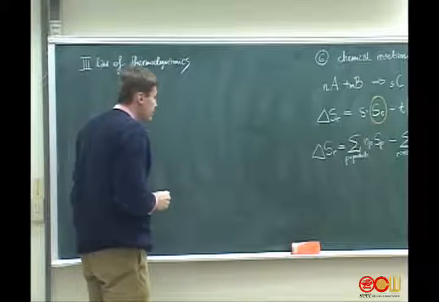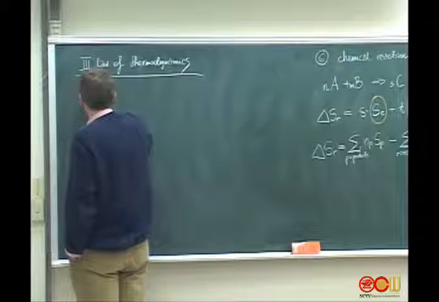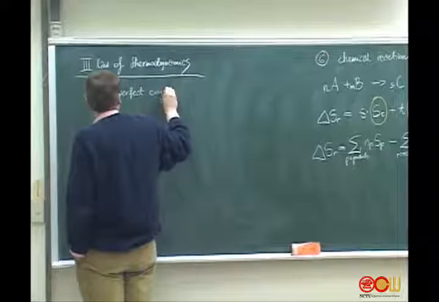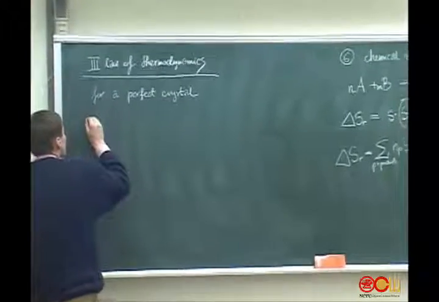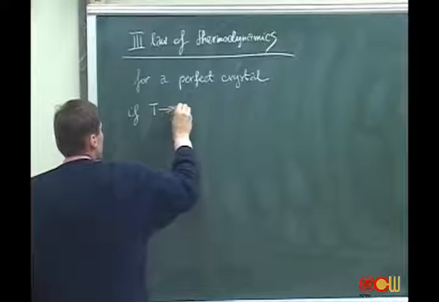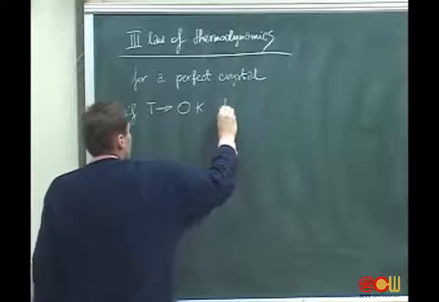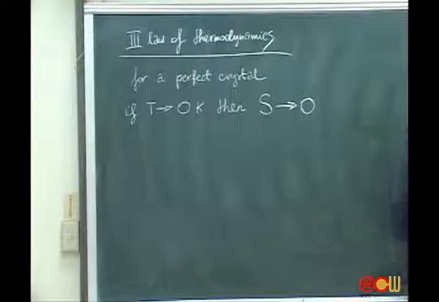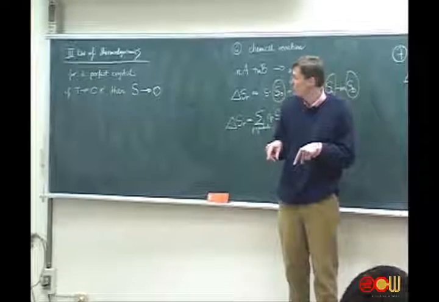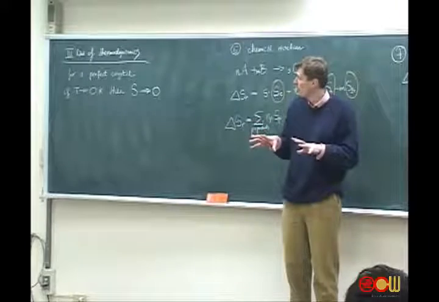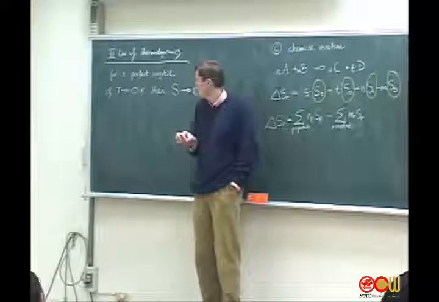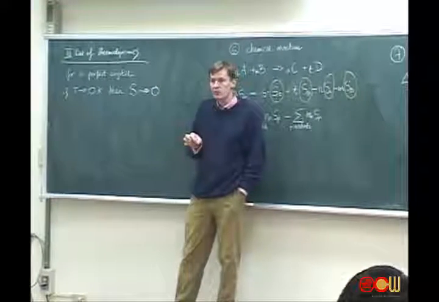And the third law of thermodynamics says for a perfect crystal, if temperature goes to 0 Kelvin, then entropy goes to 0. What is the meaning of this one? You have a perfect crystal, every atom has one and only one position, which I come to later, then if you go to 0 Kelvin, it means that the thermal movements of every atom become very, very small. And this is what you call perfect order, the maximal perfect order.